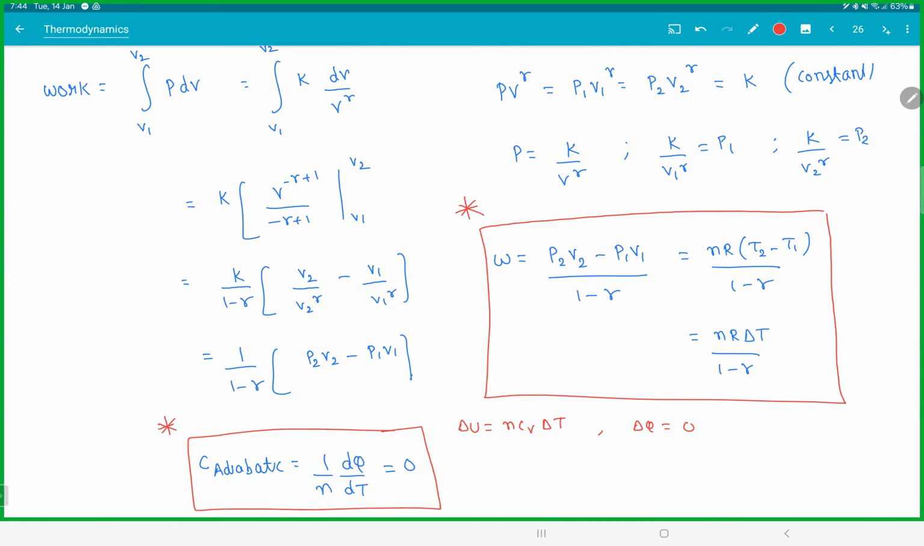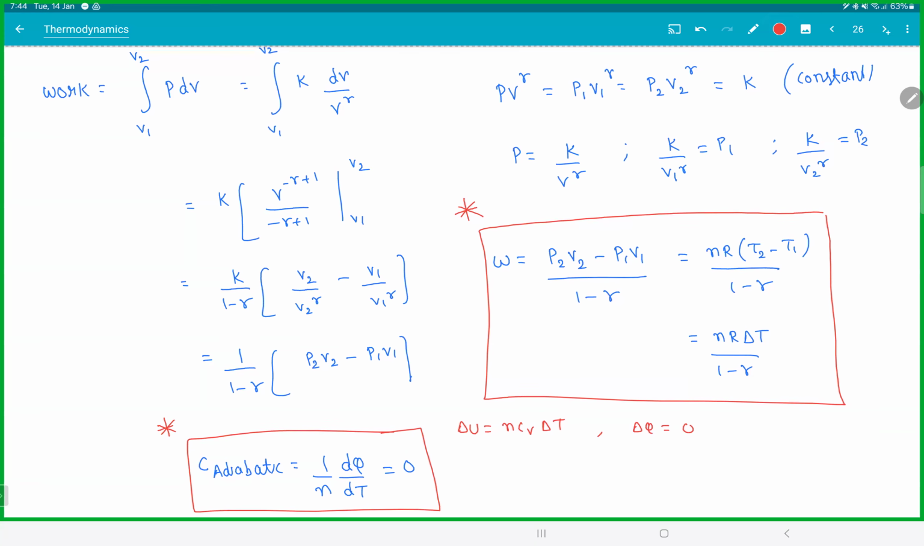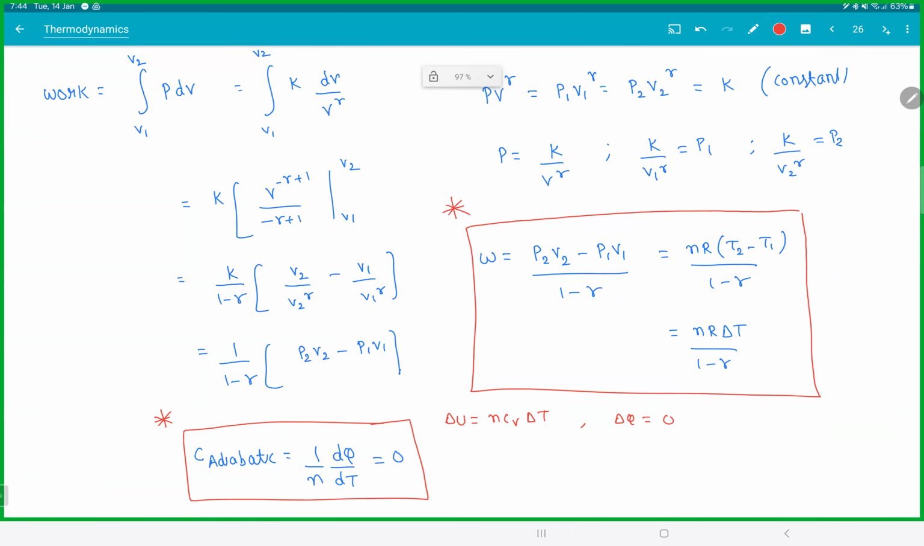So in every process, we have to find 4 things: dU, work done, dQ, and molar heat capacity. In isochoric, it was Cv. In isobaric, it was Cp. In isothermal, it was infinity. In adiabatic, it was 0. Clear with this? You see, out of all the 4 processes, this one had a lot of stuff.